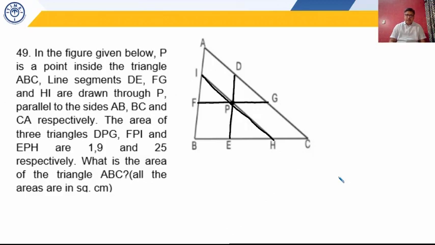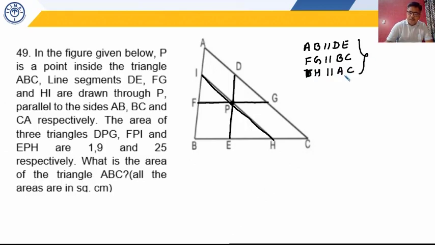Can I say if these are parallel lines, AB is parallel to DE, FG is parallel to BC, and IH is parallel to AC. Now tell me one thing. Can I say triangle IFP? Right now, you can start from DPG in the same order in which your question is given. Triangle DPG, triangle FPI. Rather, you can write in the same order because these triangles are similar.